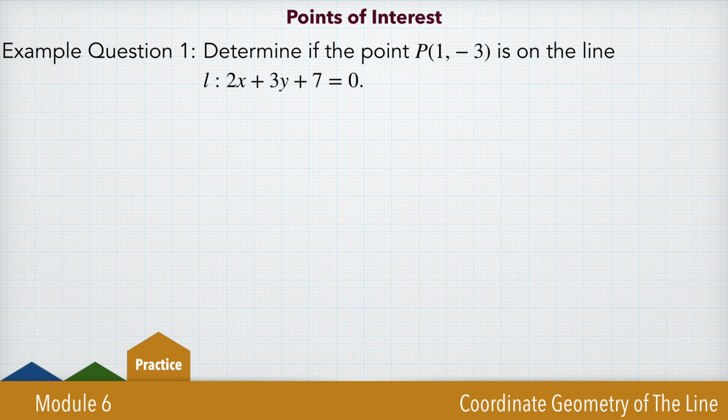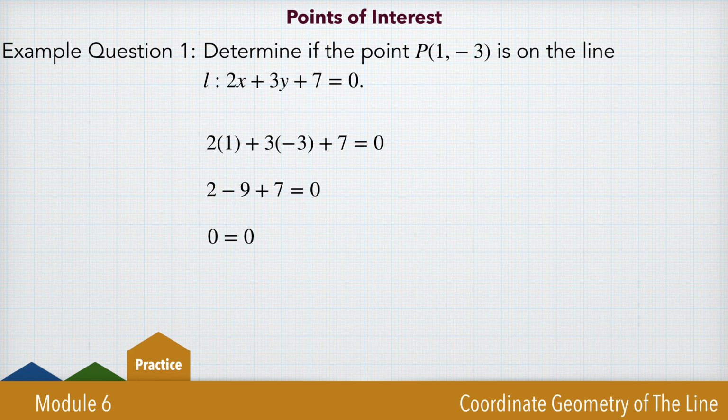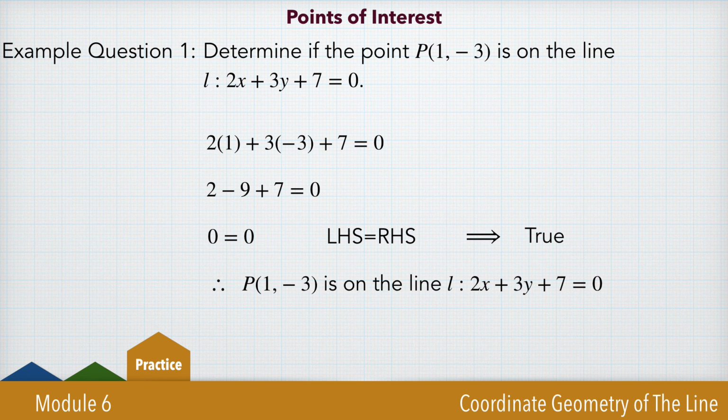In our first practice question, we must determine if the point P is on the line L. We do this by substituting the coordinates into the line equation for x and y. Simplifying gives us 0 equals 0. The left-hand side of the equation is equal to the right-hand side of the equation. This means the equation remains true. Therefore, the point P is on the line L.